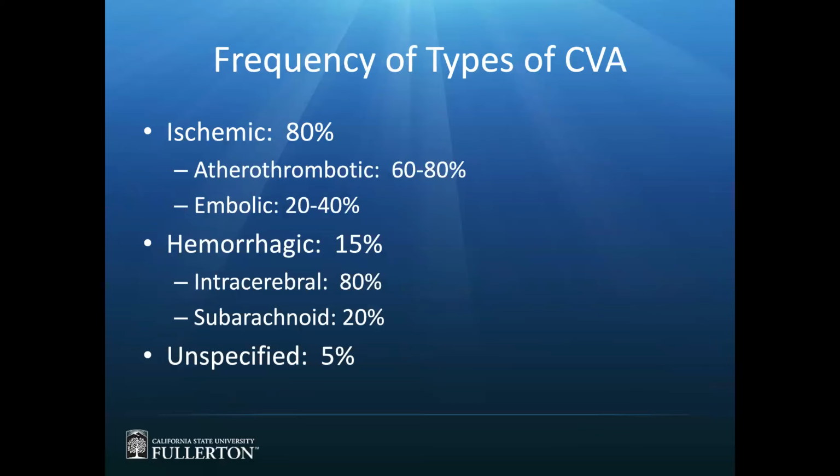Okay, what are the frequencies of the different types of CVA? The ischemic CVAs, the infarcts, whether they're caused by atheromatous process or embolic process, it's about 80% of all CVAs. What are the rest? 15% hemorrhagic, we'll subdivide a little bit here in a moment, and 5% unspecified. What does that mean? It means they didn't figure it out. And so 5% of the people couldn't be put into a particular category.